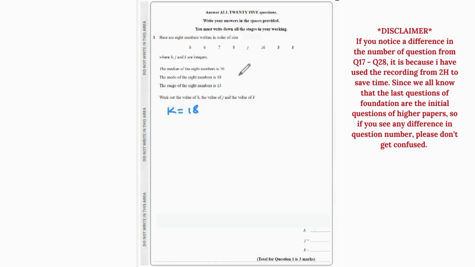Now for H and J, it says that the range of the 8 numbers is 13, which means if 18 is the maximum and H is the smallest number, then 13 equals 18 minus H. Range is the difference between the maximum and the minimum value. 18 is the maximum value and H is the minimum value. So H is going to be 18 minus 13, which is 5. So right now we have this as 5, this as 18.